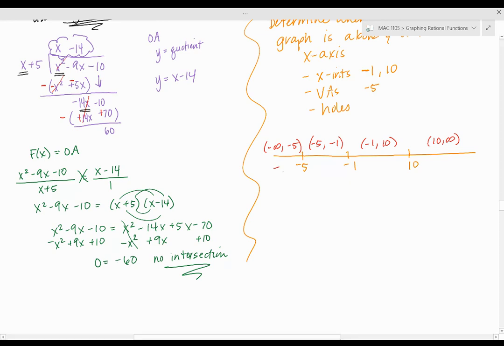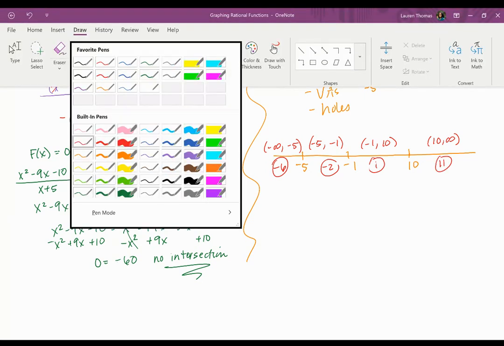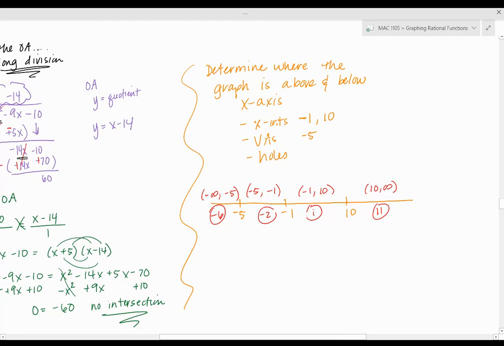So for here, I'm going to try -6. This one I can try -2. Let's do 1 and 11. Okay, so I'm going to take those test points and plug them into my function to see if I get a value that's positive, which means that I would be above the x-axis, or negative, which means that I would be below. Okay, so let me write our function over here again.